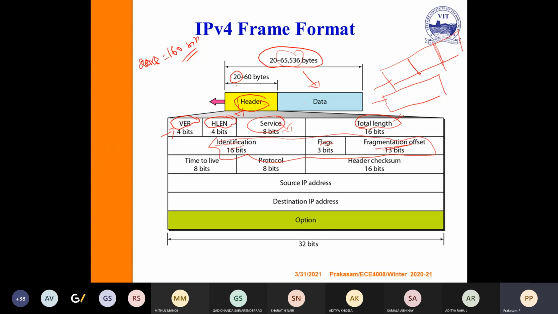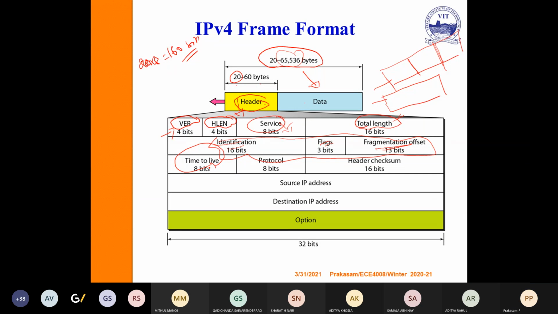So next is 8 bits, which is used to represent the time to live. That is how long the data should be available in an IPv4 router, because we should fix some deadline. Suppose the destination address is false, then the data plus header will keep floating into the respective routers.